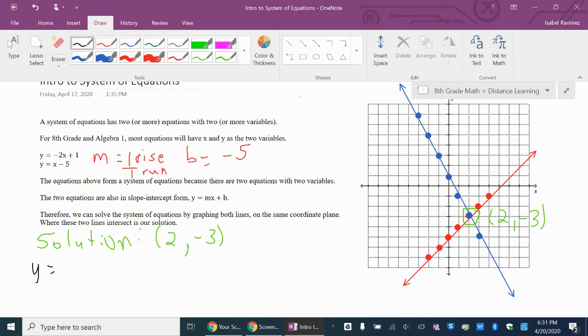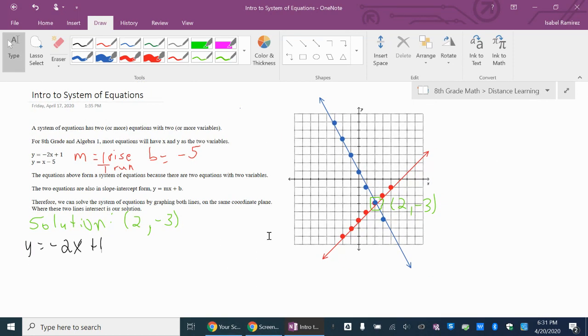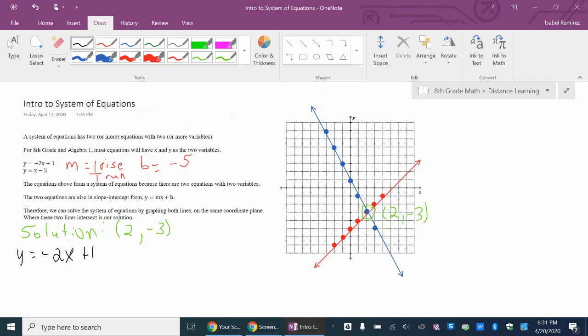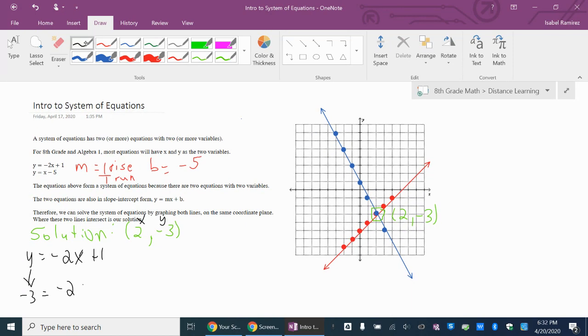So the first equation was y equals -2x plus 1. Now, when I plug in 2 for x and -3 for y, they're going to balance out. So just to remind you guys, the first number is always for x in a point, and the second number is always for y. So y is -3. I'm going to plug that in. And then we still have -2. And -2x means -2 times x. So now x is 2. So times 2 plus 1.